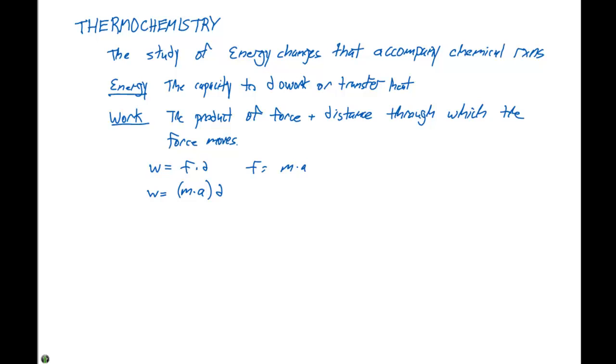And if we look at the particular units that we're going to use for work, the SI unit for mass is kilograms, the acceleration would be meters per second squared, and the distance is in meters. So if we multiply all these units together, we get kilograms times meters squared per second squared. And this unit is going to be known as the joule, which we'll abbreviate with a capital J. And the joule is going to be the SI unit for energy.